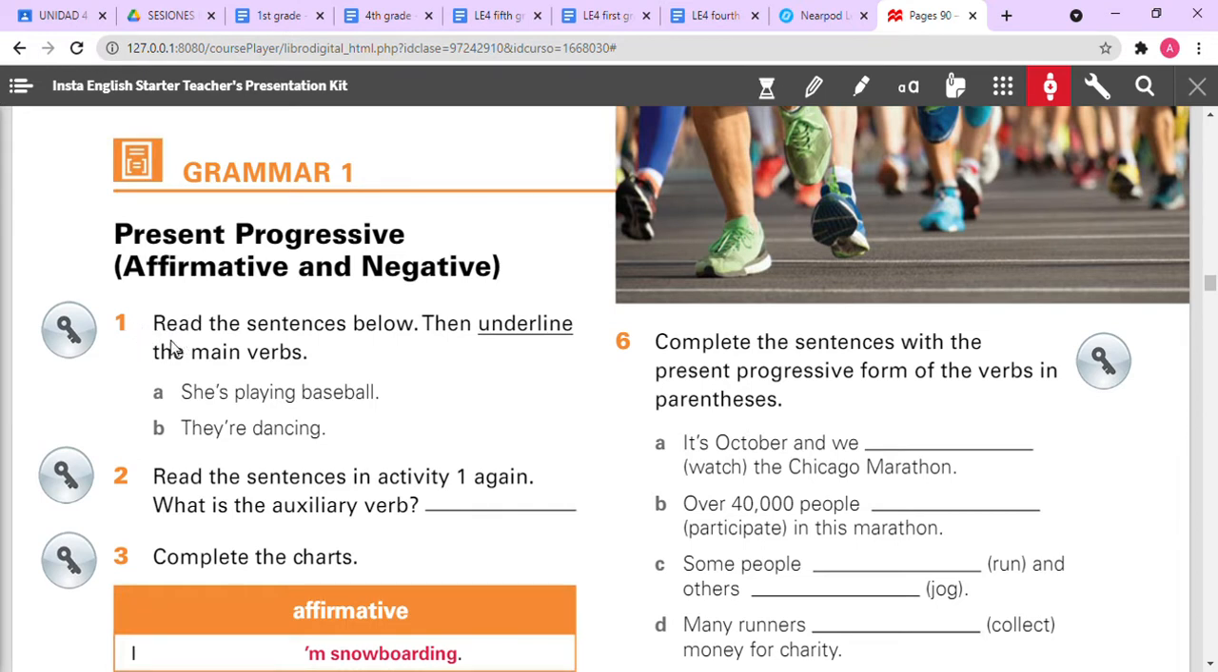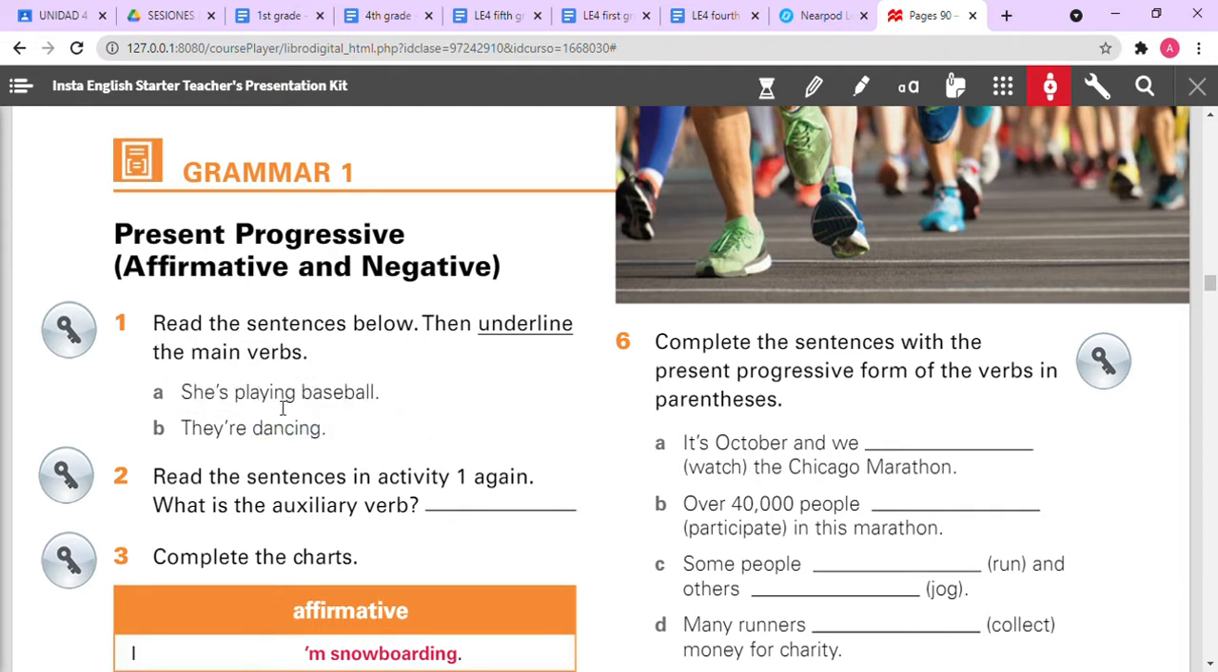Activity number 1. Read the sentences below, then underline the main verbs. Okay, for example, letter A, she's playing baseball. Letter B, they're dancing. What is the main verb? Exactly. Now, in this case, in letter A it is playing, and in letter B it is dancing. Those are our main verbs. Playing, I repeat once again, dancing.